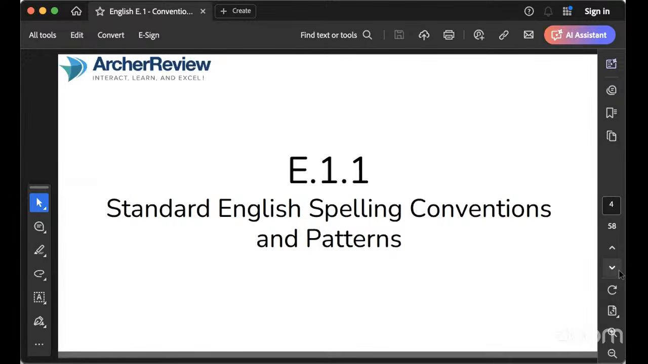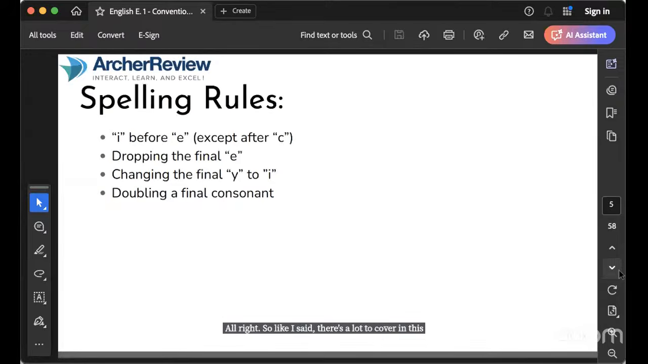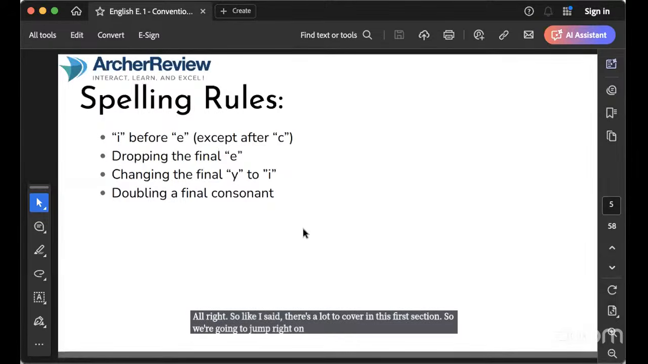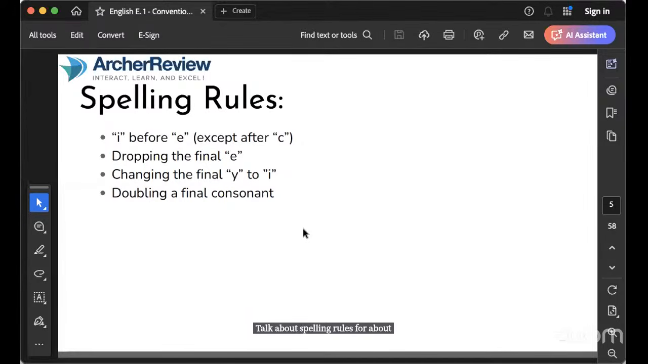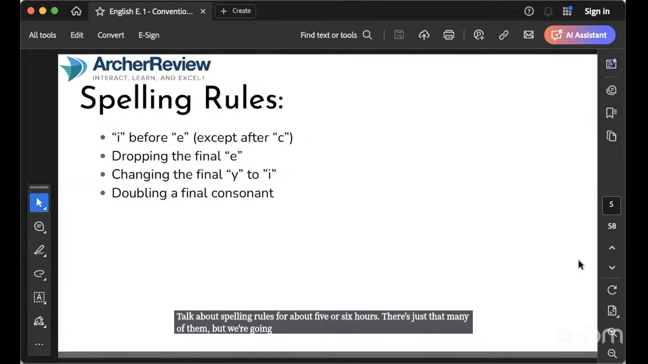All right, so like I said, there's a lot to cover in this first section. So we're gonna jump right on in. There are several dozen spelling rules, but I am going to highlight the top four that you typically see that are the most problematic for students. So again, we just don't have enough time tonight because I could probably talk about spelling rules for about 5 or 6 hours. There's just that many of them, but we're going to highlight the top four. Check out the on demand videos if you need more of an in depth dive, if this is an area that you're finding problematic for you.